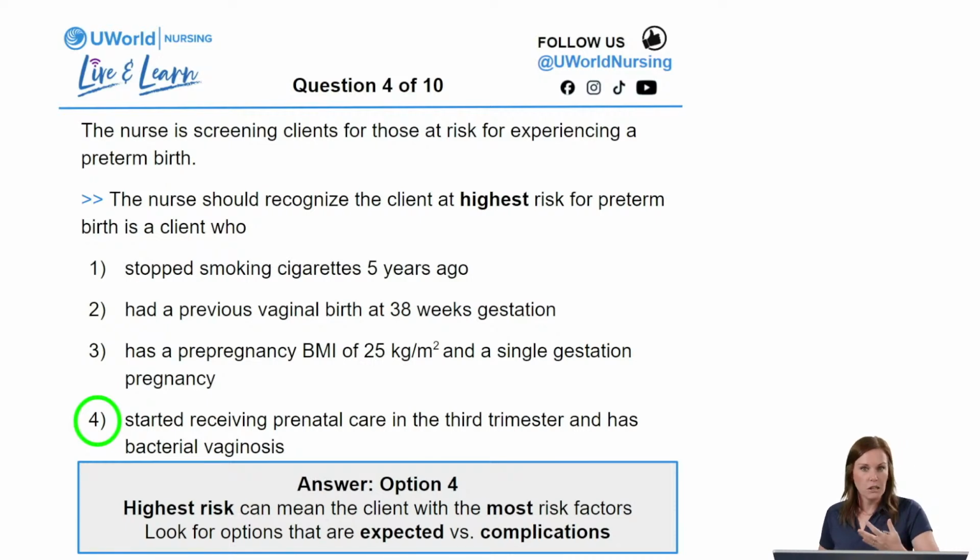So preterm birth, just as a note, is birth before 37 weeks gestation. So again, our client in option 4 has 2 risk factors for preterm birth. So these risk factors include the delayed prenatal care and bacterial vaginosis. So what happens with bacterial vaginosis is we have an overgrowth of our normal vaginal flora. This can cause inflammation, and then that inflammation can cause a premature rupture of membranes, or essentially a premature breakage of our waters. So that's going to be our correct answer.